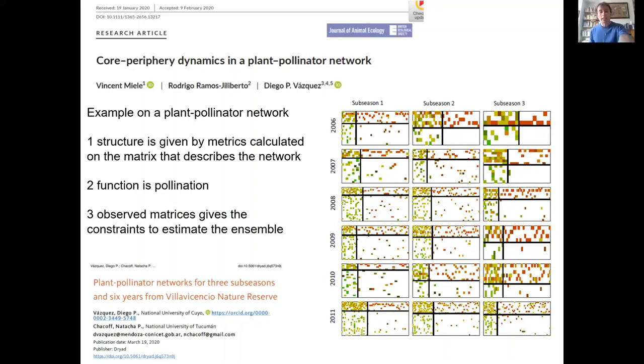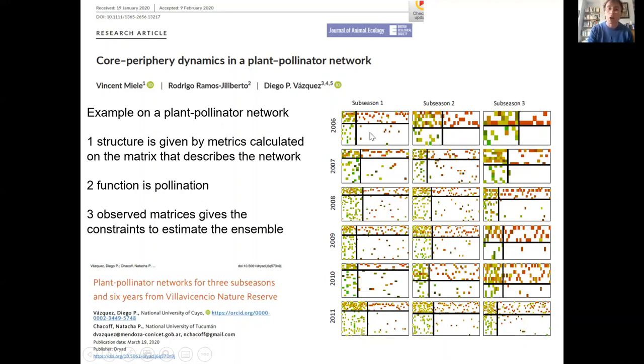And you can see that this plant pollinator network is particularly nice because these people have been sampling it for 6 years, and each year they have three subseasons. So you can see from the figure how the network is changing over time. And this is a bipartite network. When you have plants and pollinators, the way you represent the network is that you put one set on the rows and one set on the columns. In this case, I think it's the pollinators in the columns and the plants in the rows.